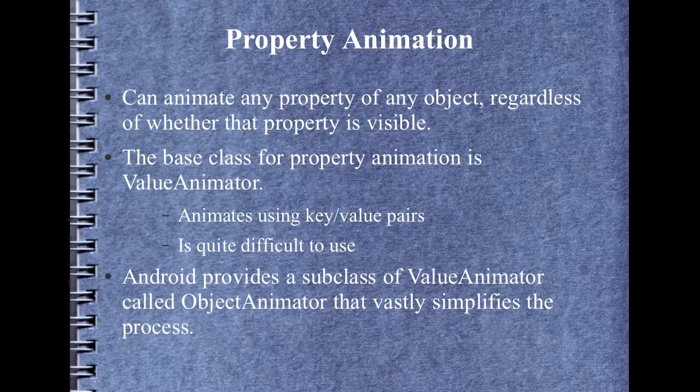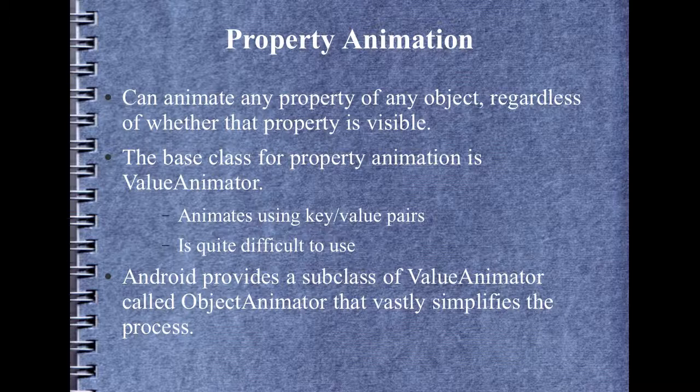Hi. Continue our discussion of animation. We're going to talk now about property animation. With property animation, we can animate anything we want. We can change the value of any property in any object, regardless of whether that object or that property is visible at all. We can animate anything we want to, even if it doesn't make sense to animate something.